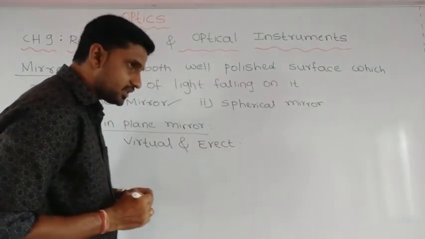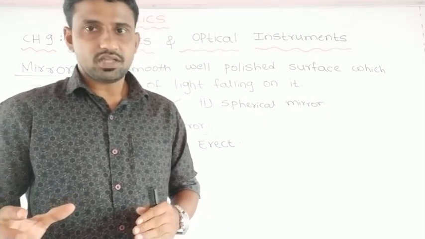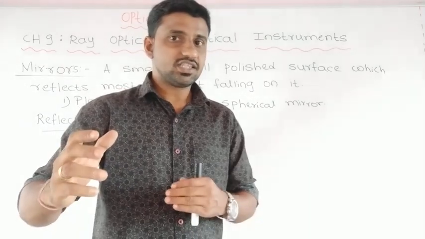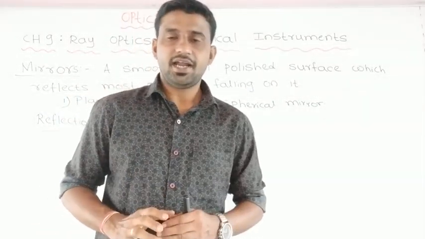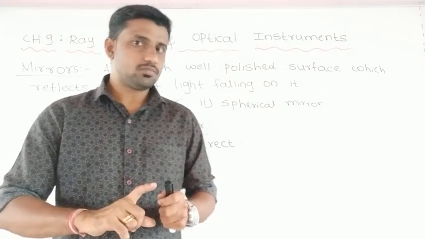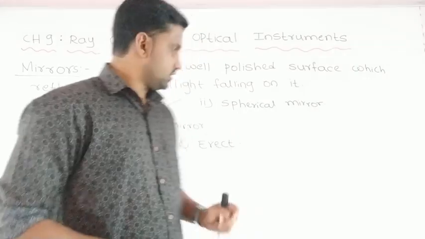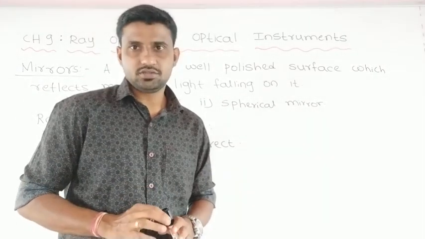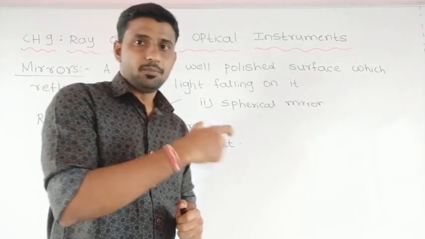Virtual and erect means the image size and object size are the same, the distance of the object from the mirror and the distance of the image from the mirror are the same, and another thing is the height of the object and the height of the image are also the same, so it is called a virtual and erect image. So this is the reflection in the case of a plane mirror.